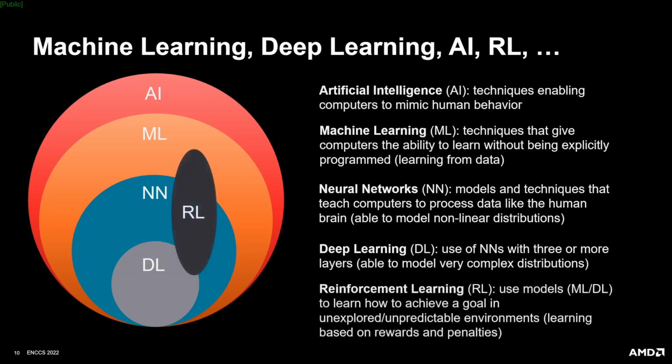And finally, one of my favorites of all time, reinforcement learning, which is kind of transversal across deep learning, neural networks, and machine learning, depending on what model you use to model the state-action function. That's something we can talk about later if you're interested. But you use machine learning and deep learning models to learn how to achieve a goal in unexplored, unpredictable, or uncertain environments. The learning is based on rewards and penalties, and it's extremely powerful. Any questions about this? Okay.